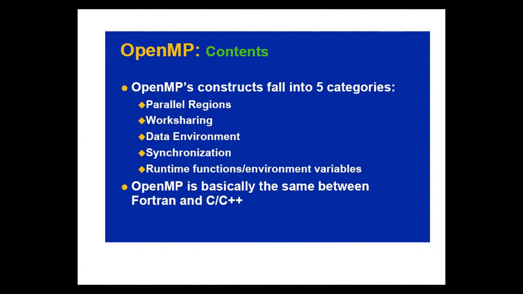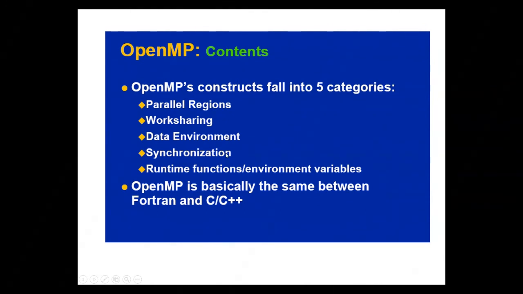OpenMP's constructs basically fall into five categories. The first important thing is the parallel region, which is the starting point of OpenMP. Then the most important thing is the worksharing constructs, where the workload is shared by a team of threads. And OpenMP involves the data environment: what type of data is shared and what type of data is private. That needs to be dealt with correctly.